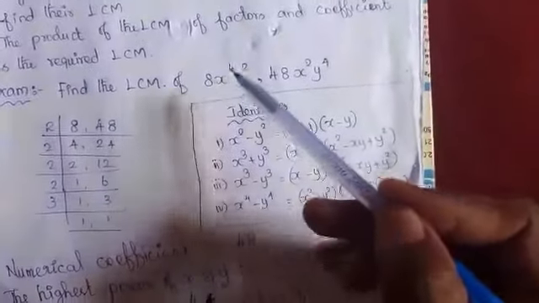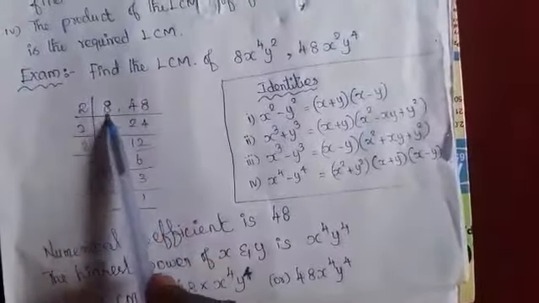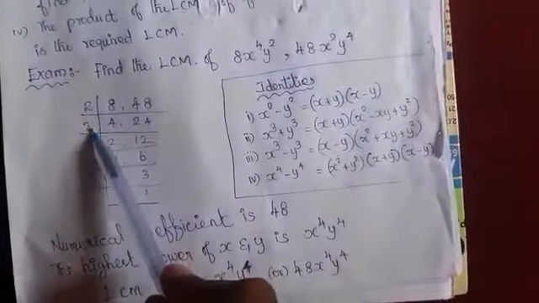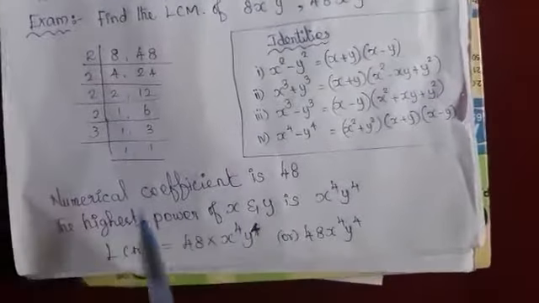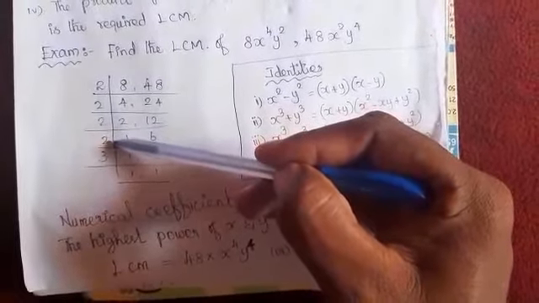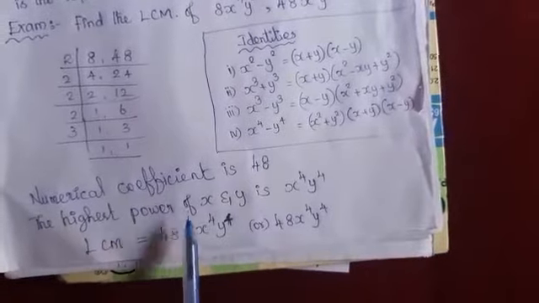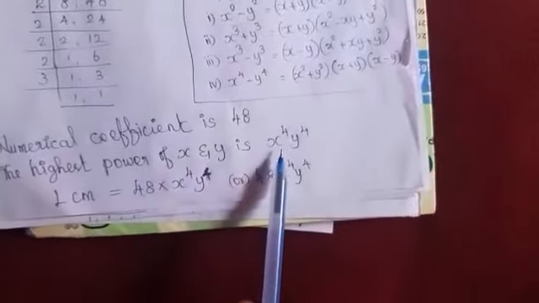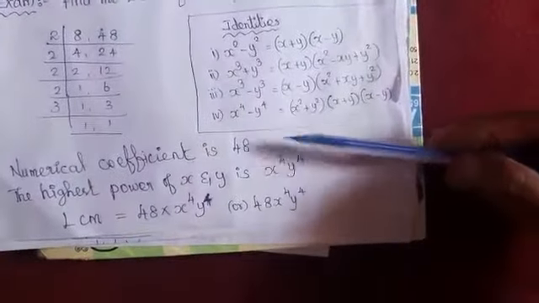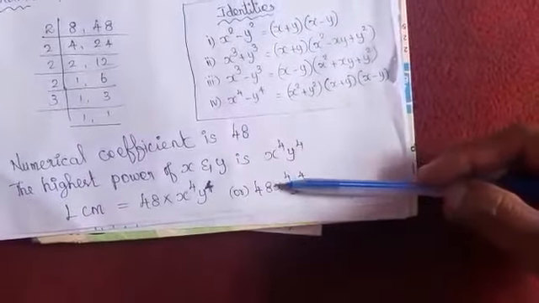Next, the numerical coefficients of 8 and 48. Take the LCM by the factorization method. The answer is 2 into 2 into 2 into 2 into 3. 2 2s are 4, 4 2s are 8, 8 2s are 16, 16 into 3 is 48. The numerical coefficient is 48. The highest power of the variables is x power 4 into y power 4. Therefore, the LCM is the product of these 2 answers: 48 into x power 4 into y power 4. This is the LCM.